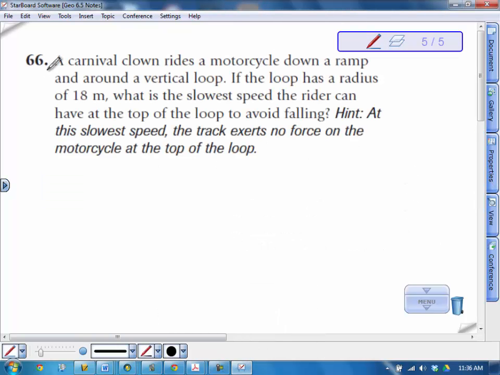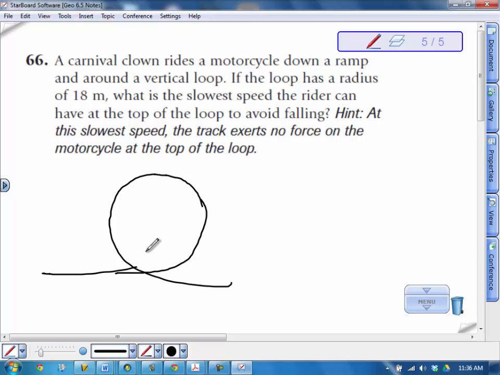All right, next problem off Chapter 6 is 66. It says a carnival clown rides a motorcycle down a ramp and around a vertical loop. The loop has a radius of 18 meters, so that's supposed to be a circle. I realize it's not the greatest, but imagine that that's a circle. And we know it has a radius of 18 meters. What's the slowest speed the rider can have at the top of the loop to avoid falling?